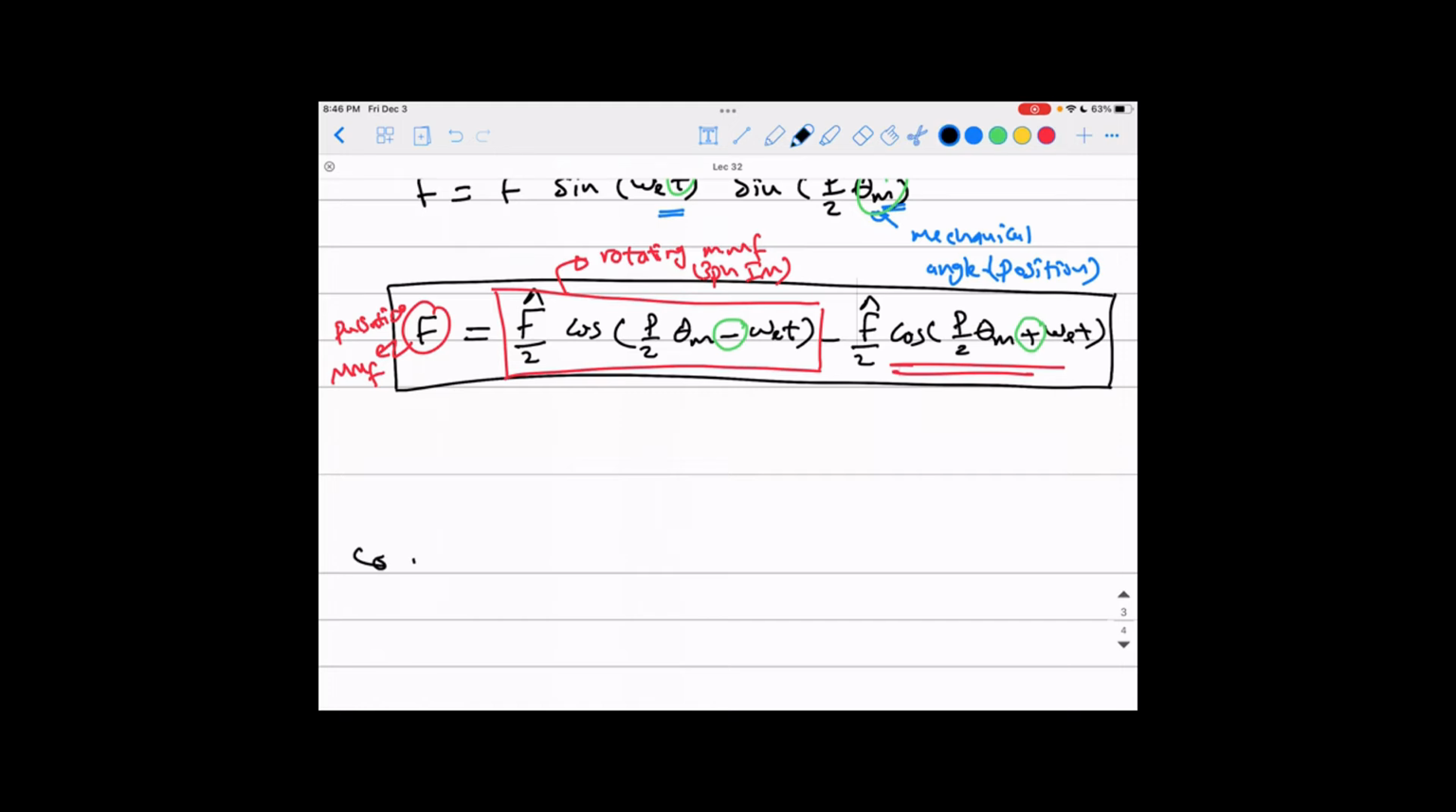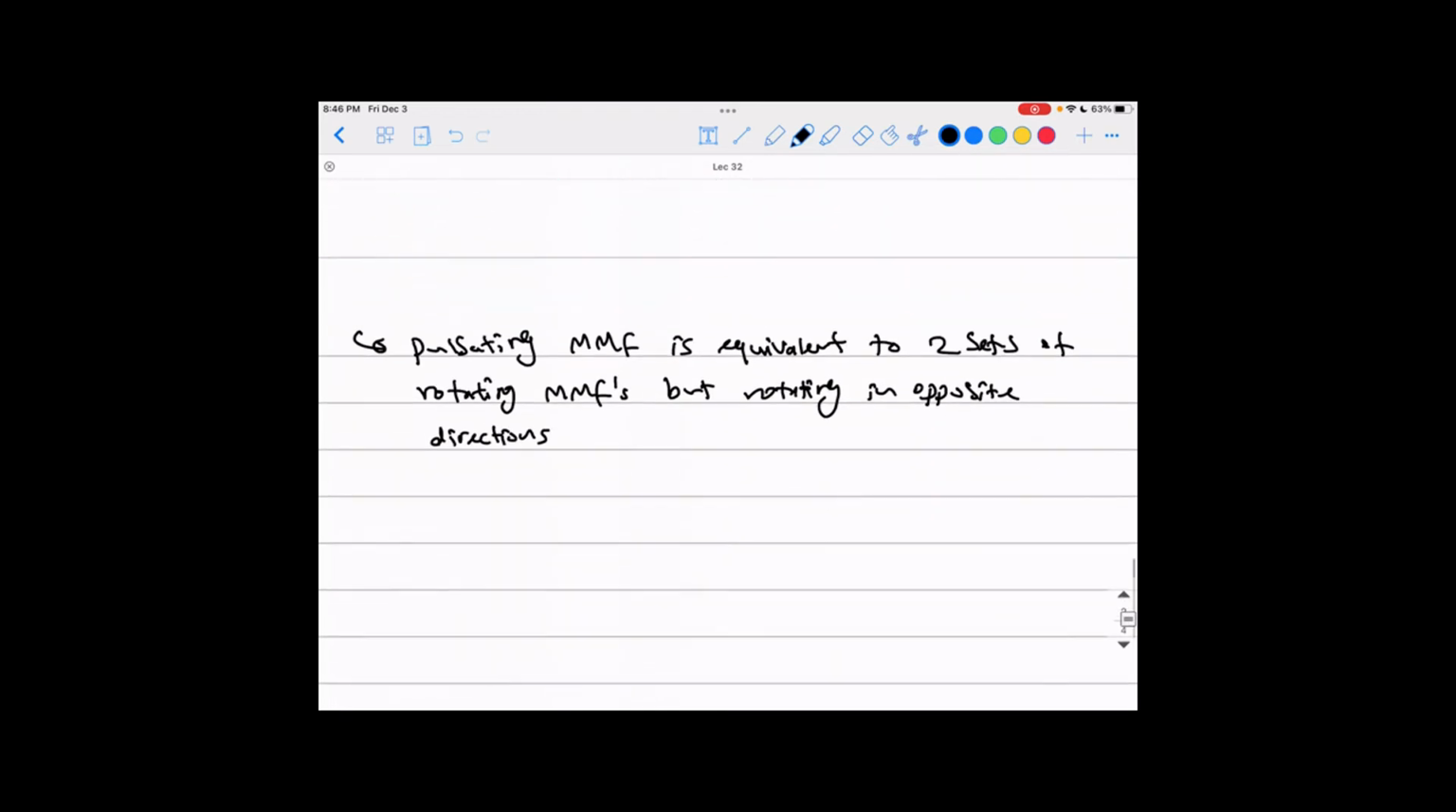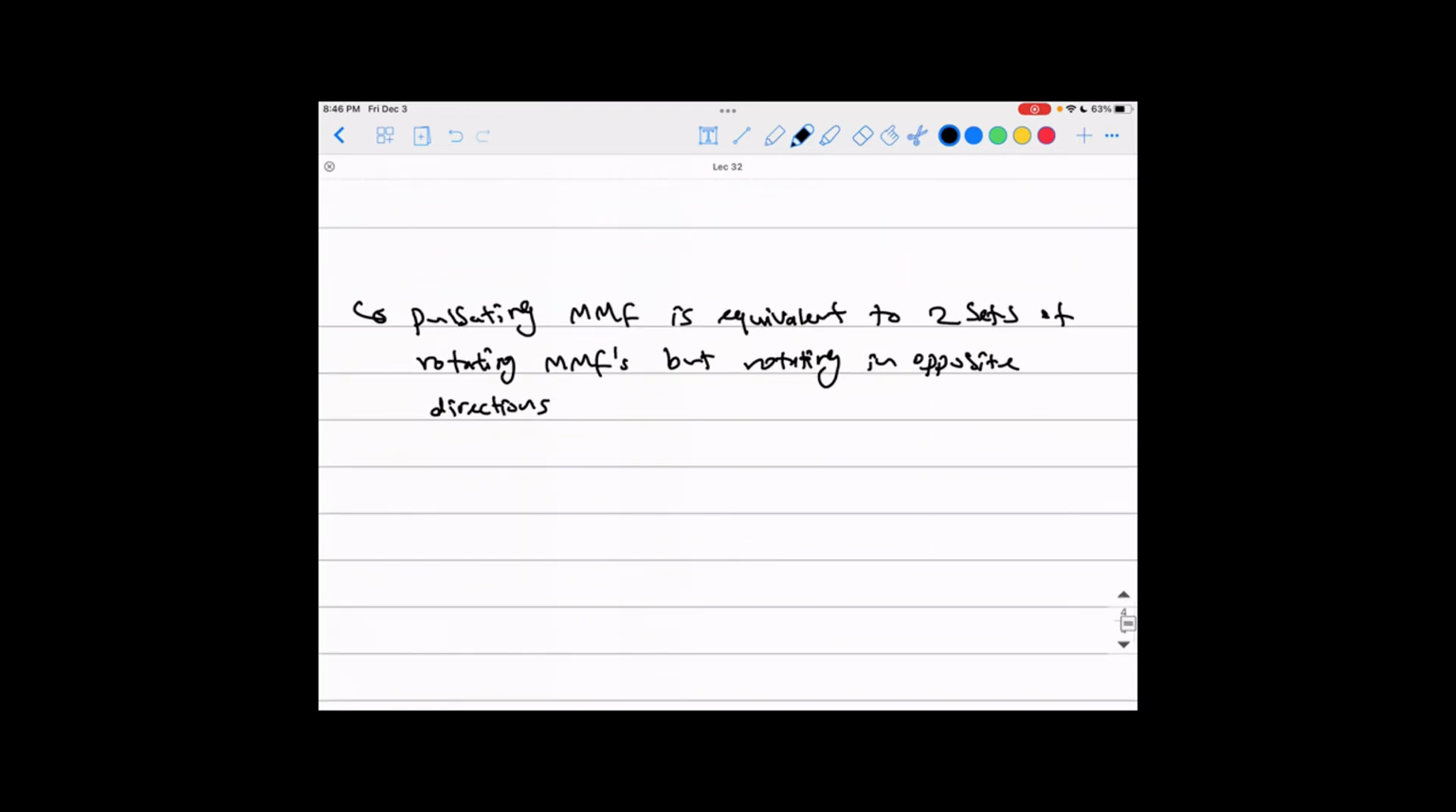That means that the pulsating MMF is equivalent to two sets of rotating MMFs, but rotating in opposite directions. So if you want to represent the pulsating MMF, that will be just like that.